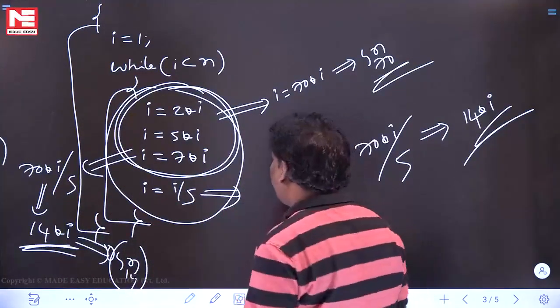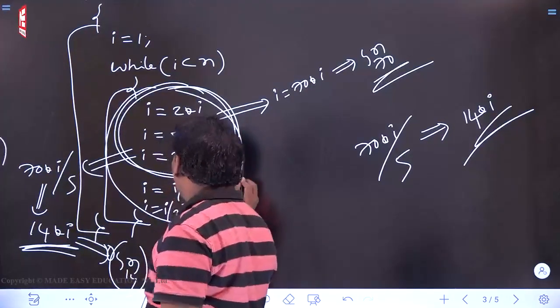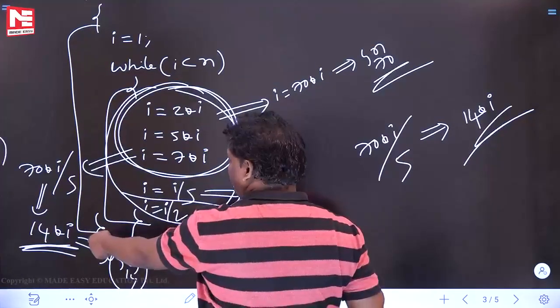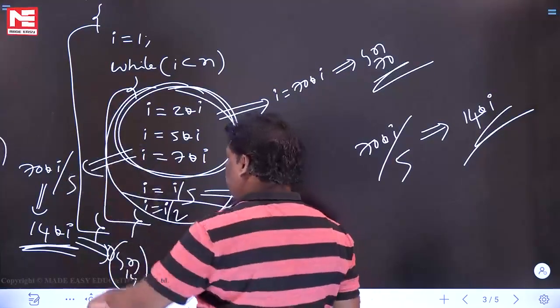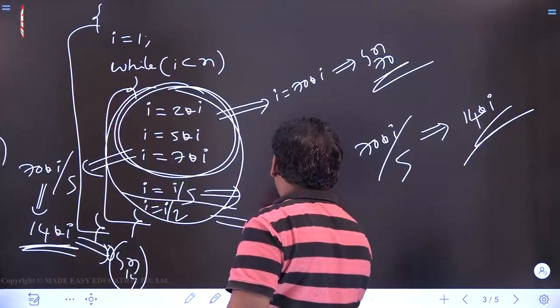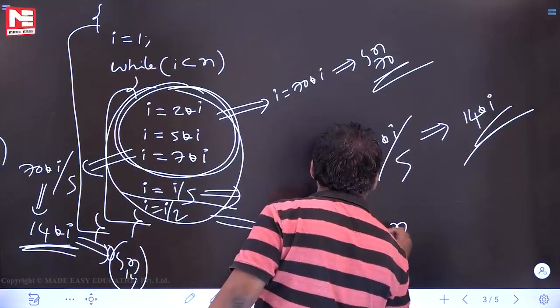Suppose some people are asking me, if I write like this, what is the answer? I is equal to I by 2. Until here it is 14 into I. Then by 2 you do, it will become 7 into I. Then the answer becomes, which will go to log n base 7, big O of.